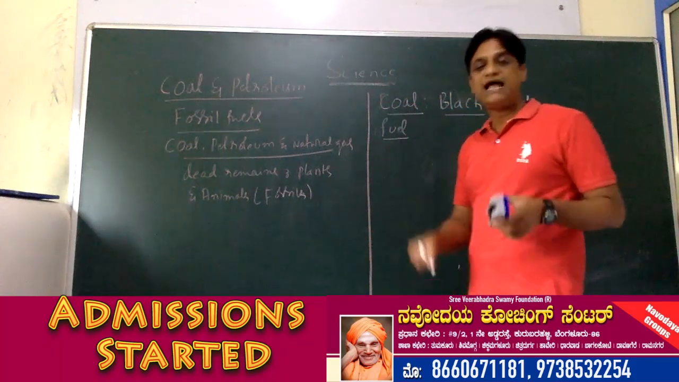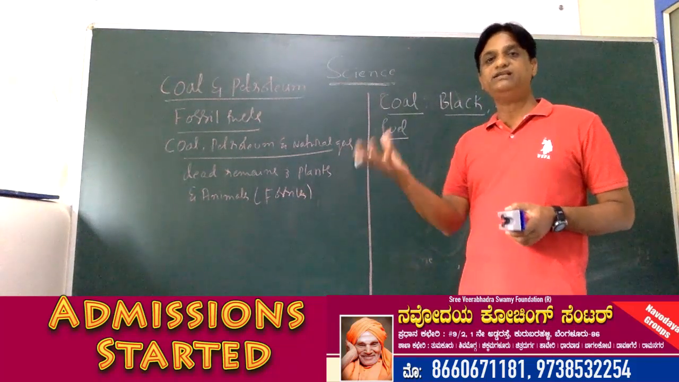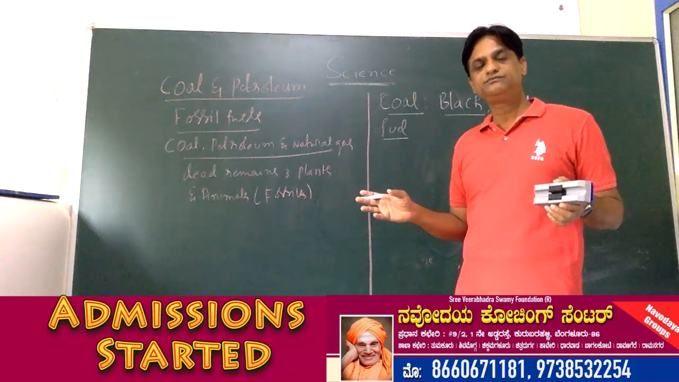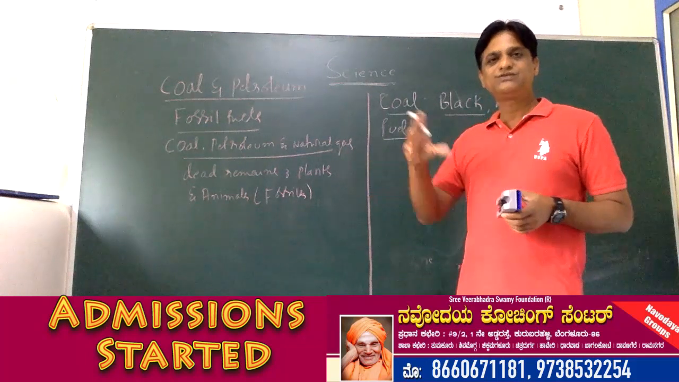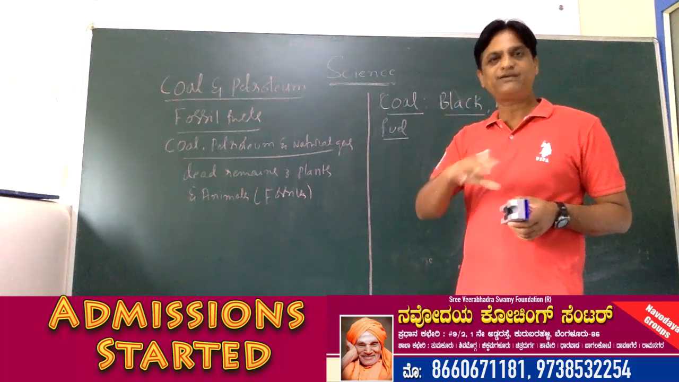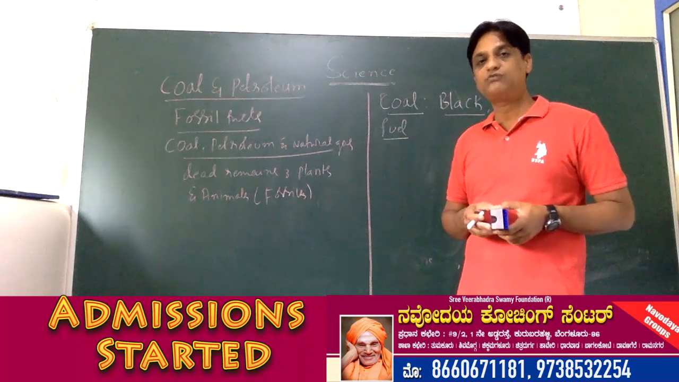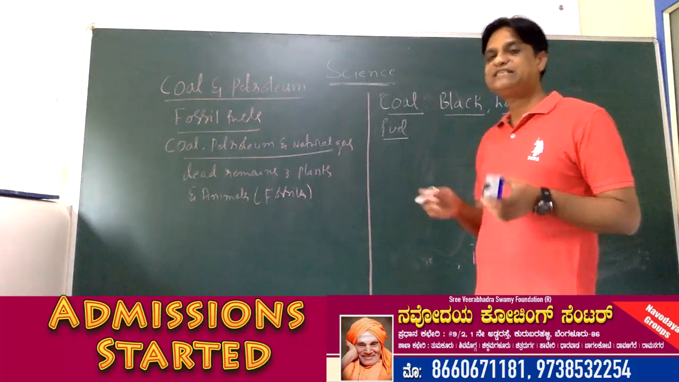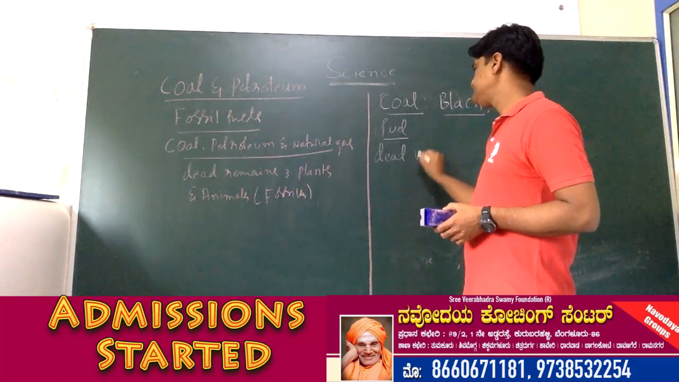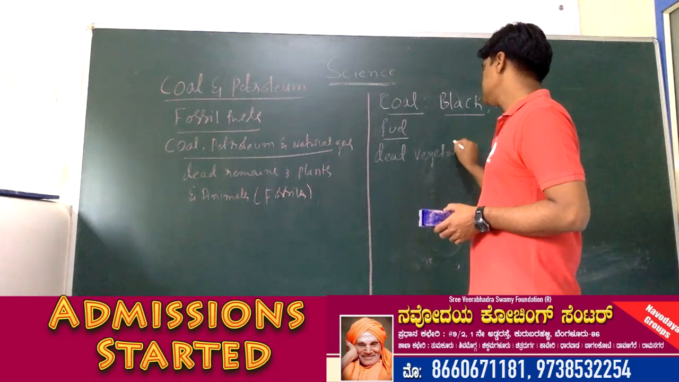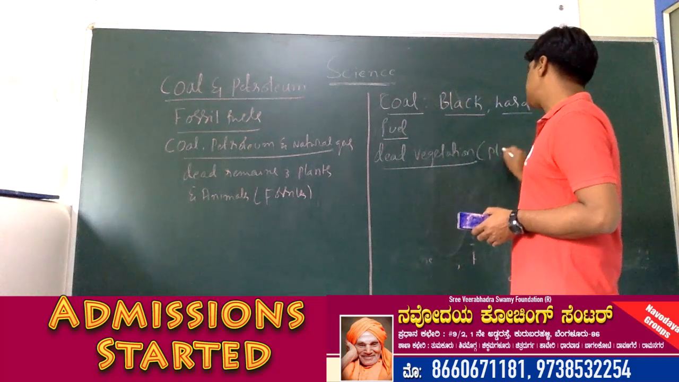So how has coal been formed? I think you might have heard about coal mines. So in India also, in different states, we have coal mines. So coal is actually mined from the earth's crust. So inside the earth's crust, how has coal been formed? See, coal has been formed by dead vegetation, that is, plants.